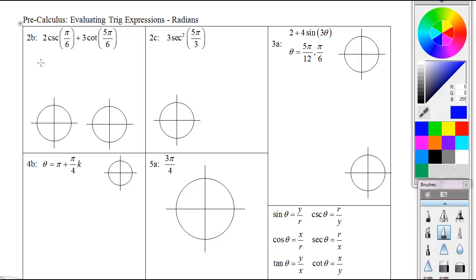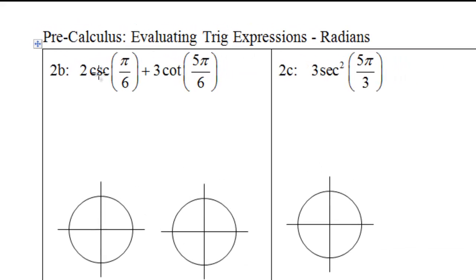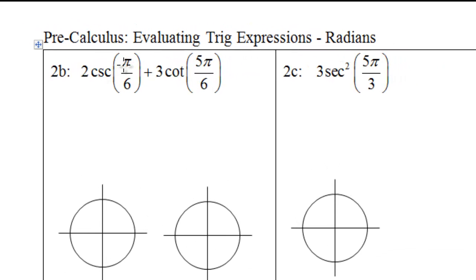This video is on evaluating trig expressions with the angles in radians. So the first problem says 2 cosecant of pi over 6 plus 3 cotangent 5 pi over 6, and this is question 2b from the recent homework assignment.